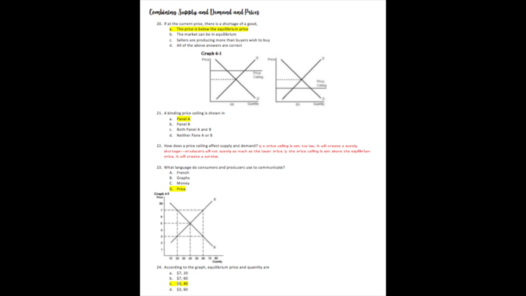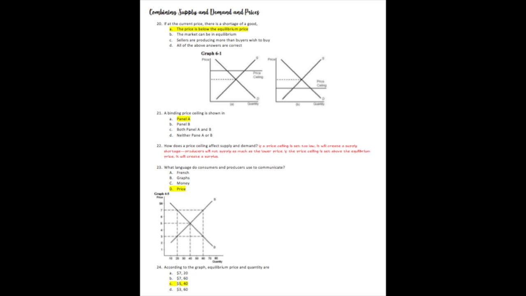Number 21, look at the graph above that. A binding price ceiling is shown in letter A, because the price ceiling is above. You see that the equilibrium point is below that. So the best answer would be A. The best answer actually would be B because it's binding. So that means that it restricts the supply. There won't be a question like that on your test.